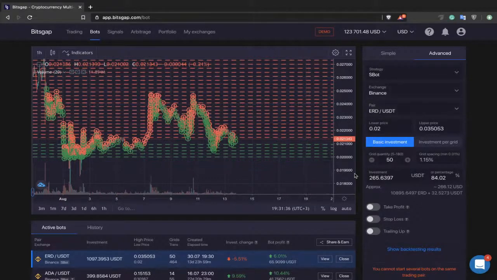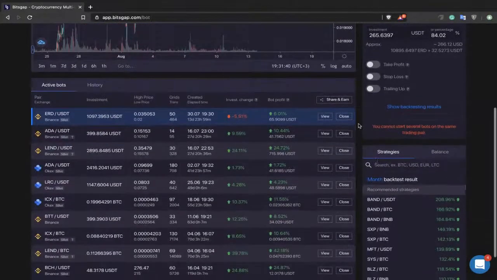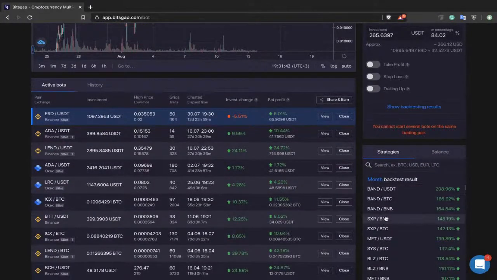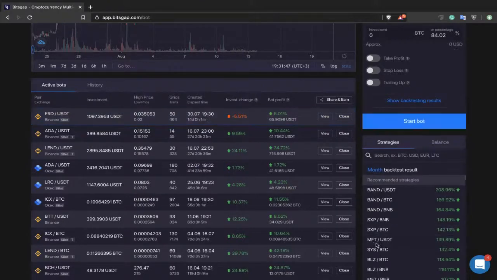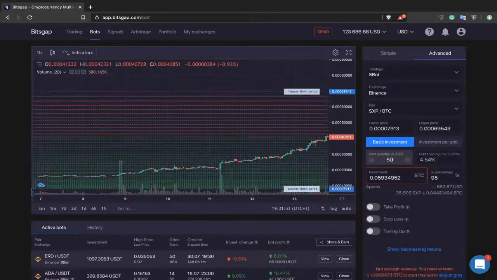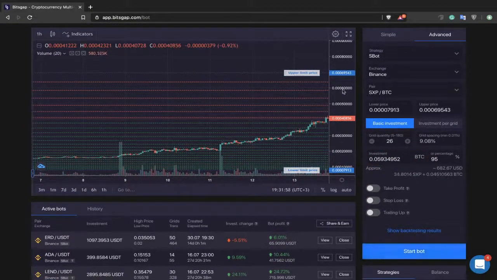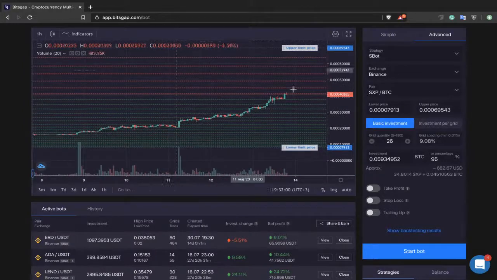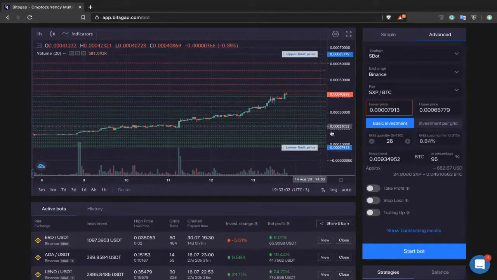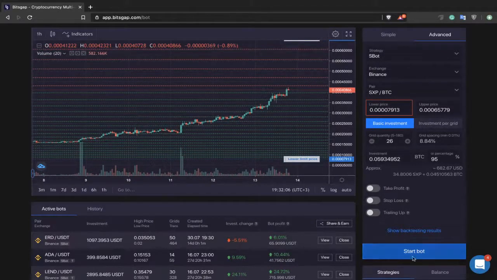As we were trying to launch the bot, let's finally do this. Let's use something trading to Bitcoin. Let's use SXP. Let's reduce this down to 50 grid levels. Yeah, the balance is not enough, just adjust the quantity like this. So now let's launch it.